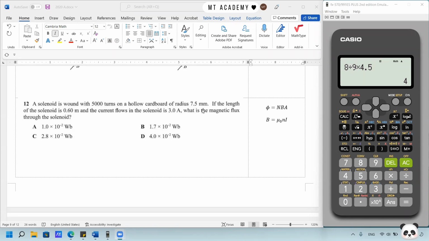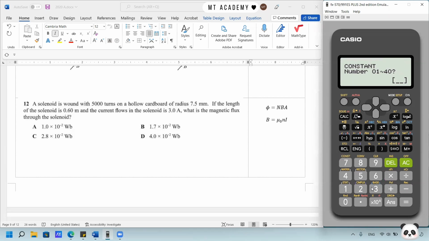We have all the information here, so you just key it into the formula and you should get the answer. The magnetic flux is equal to NBA, where the number of turns is 5,000. Multiply the area first. We have a radius of 7.5 millimeter, and we can use the formula pi r squared. So pi times 7.5 millimeter squared.